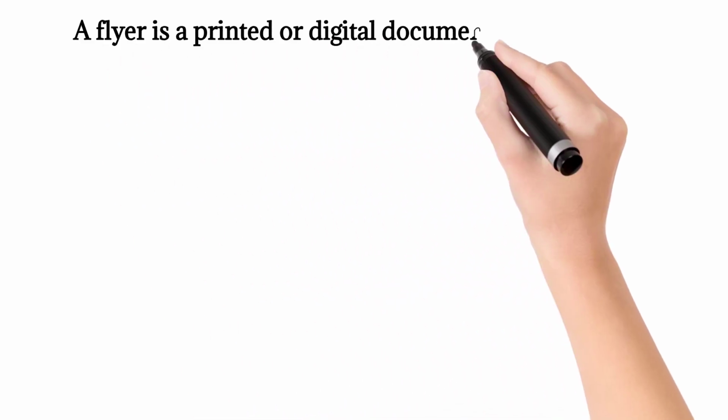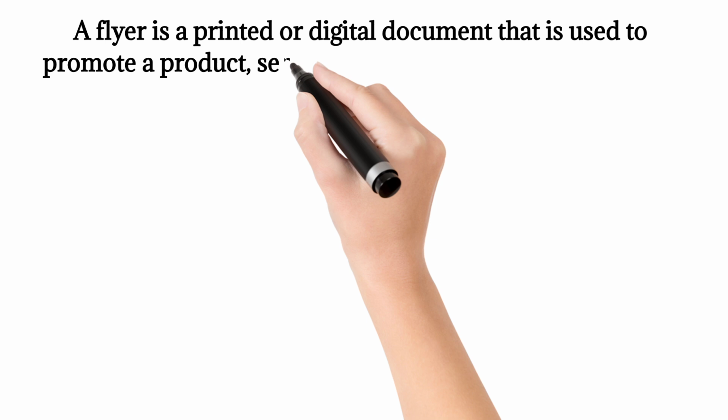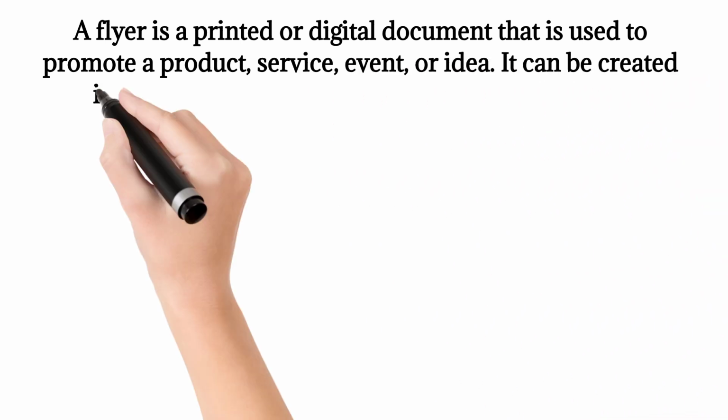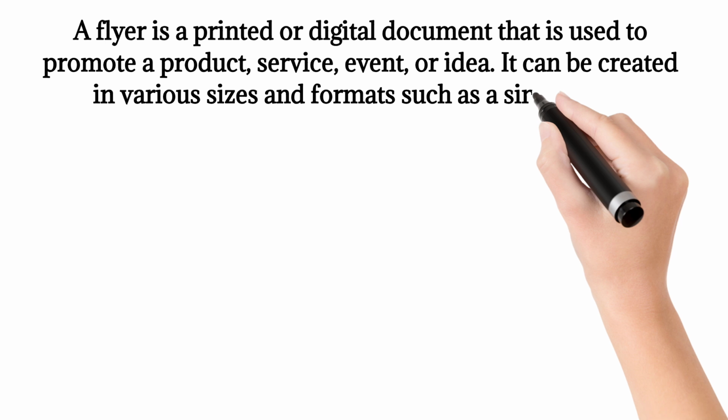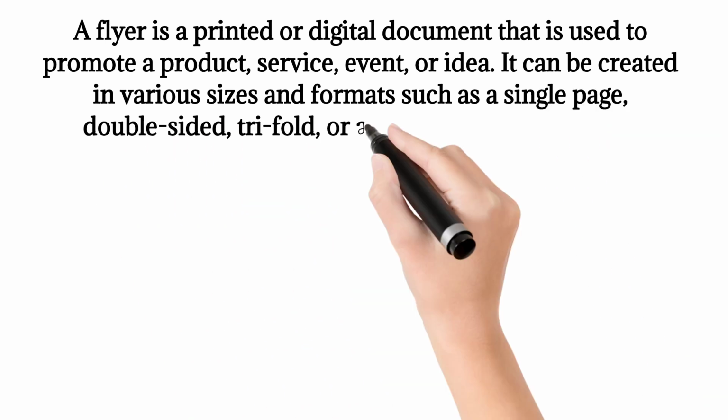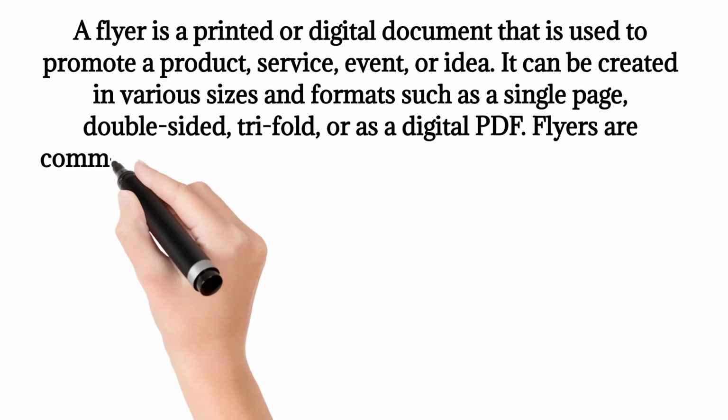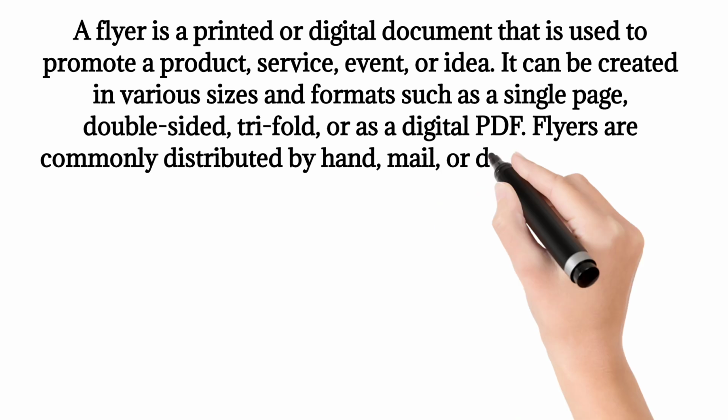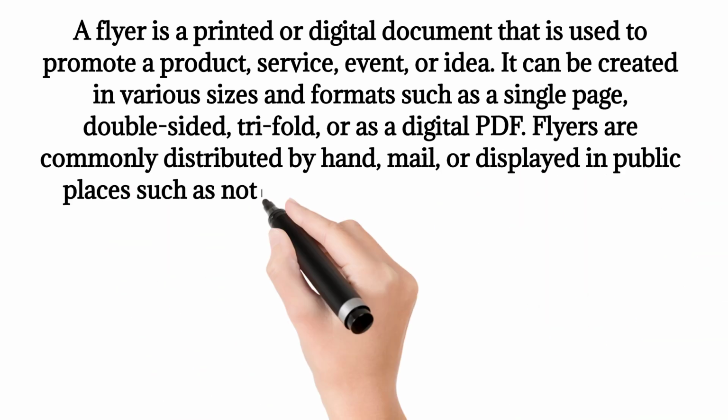What is a flyer? A flyer is a printed or digital document that is used to promote a product, service, event, or idea. It can be created in various sizes and formats such as a single page, double-sided, tri-fold, or as a digital PDF. Flyers are commonly distributed by hand, mail, or displayed in public places such as notice boards or storefronts.